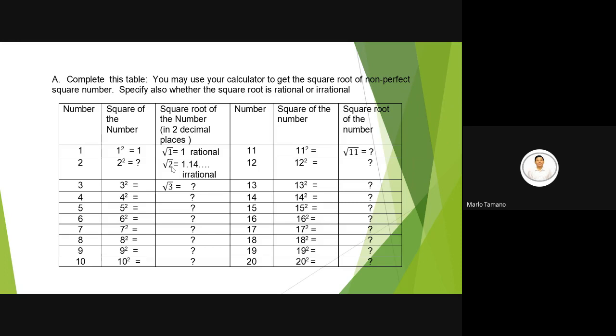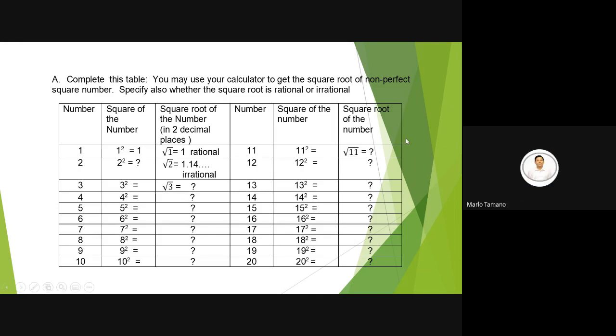Did you get? Ulitin ko. Sa pagitan ng square root of 1 at saka square root of 4, merong irrational dyan, yung square root of 2 and square root of 3. Tama po?